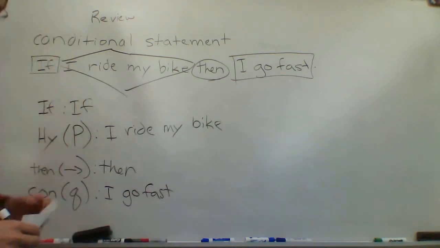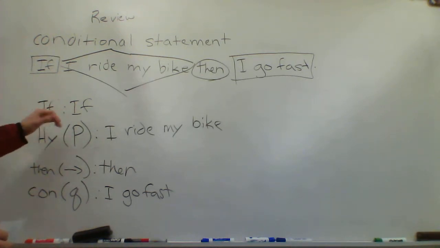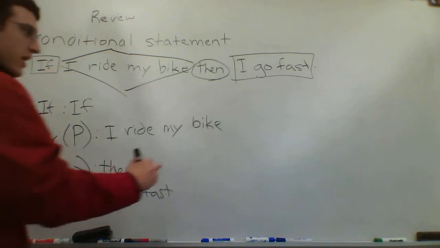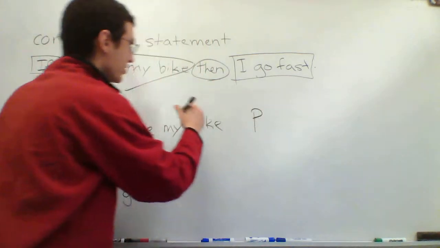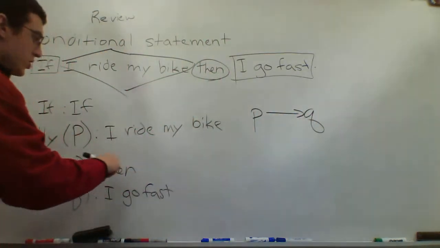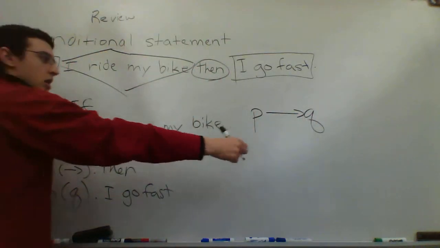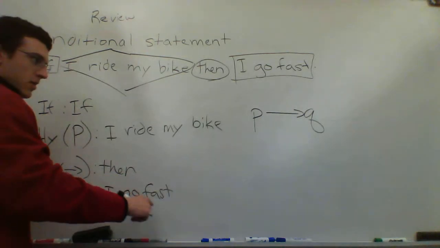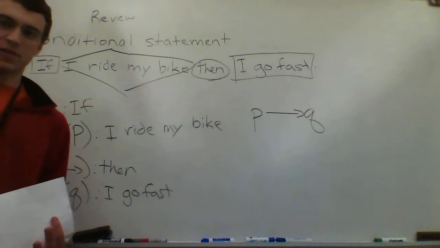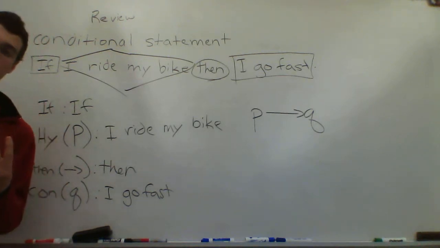Now you've broken your conditional statement into its 4 component parts. You have your if, which often gets dropped off, your P, your then, and your Q. Your hypothesis, then, conclusion. So the shorthand for a conditional statement is P to Q. Your P says, I ride my bike. Your arrow is then. And your Q, I go fast. So if I ride my bike, then I go fast. Those are your first 4 parts.